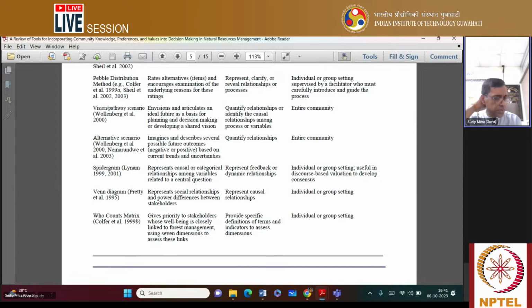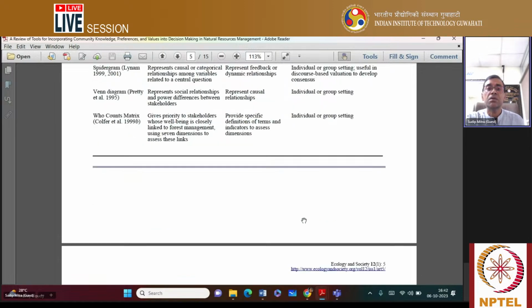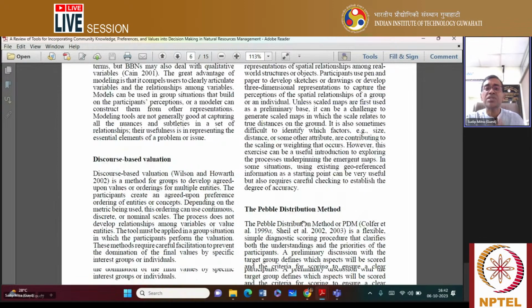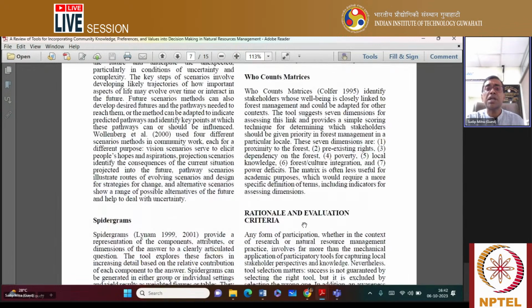So friends, what we see here from all these 8-9 tools for helping us make better informed decisions for natural resource management, and here we are talking about the forest one as an example, is that in most of the cases, individual or group setting, group discussion, community discussion, these are the methodologies that most of the tools are following. So that is the one important message that we get from this particular paper.